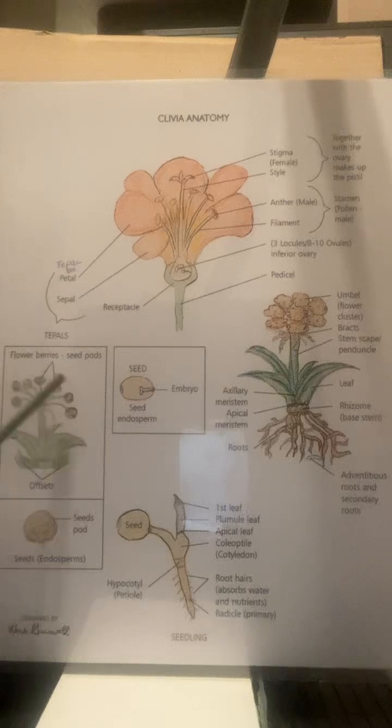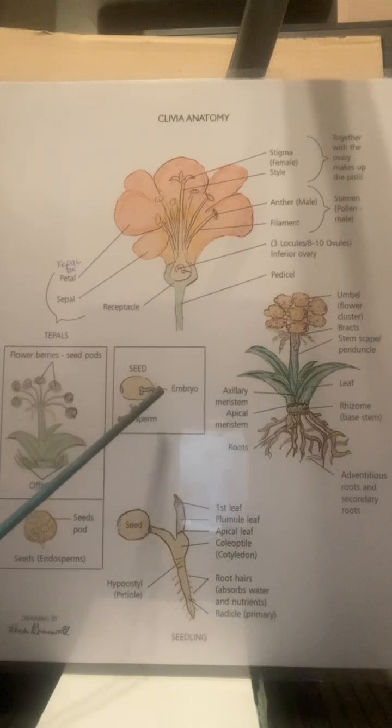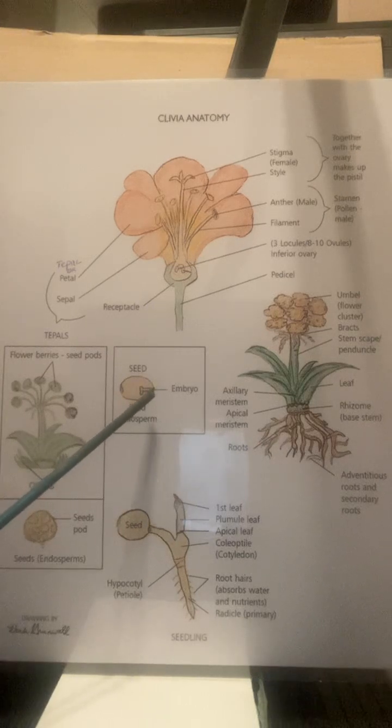Then once those ripen and turn colors, you can pick the seed pods, and that's what the seeds are inside of. So it's called the seed or the endosperm. Then once you peel that and remove the seeds from the inside, here's a sample of the seed, where the embryo is where the radicle pops out, or the root, when you're germinating.